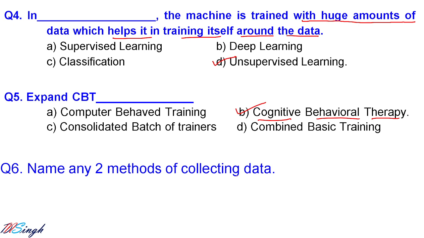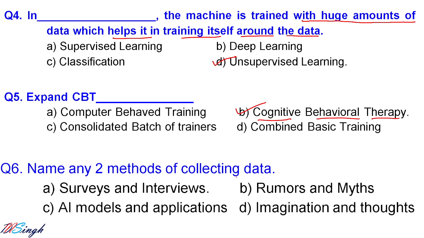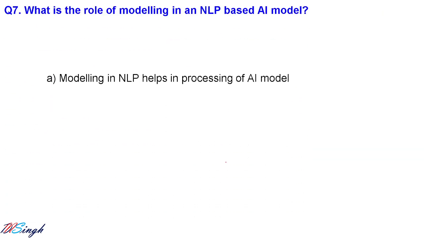Name any 2 methods for collecting data. So there are multiple ways we can collect data in the data acquisition phase of the AI project cycle, and surveys and interviews are 2 of them. You can also use web scraping, sensors, or there are many more. By observation also we can collect the data. Let us go for question number 7.